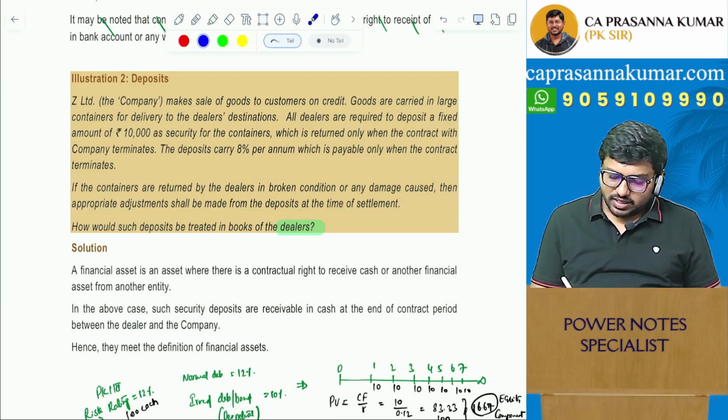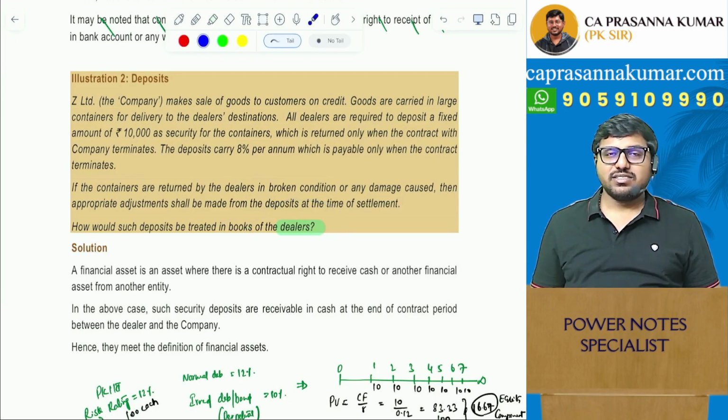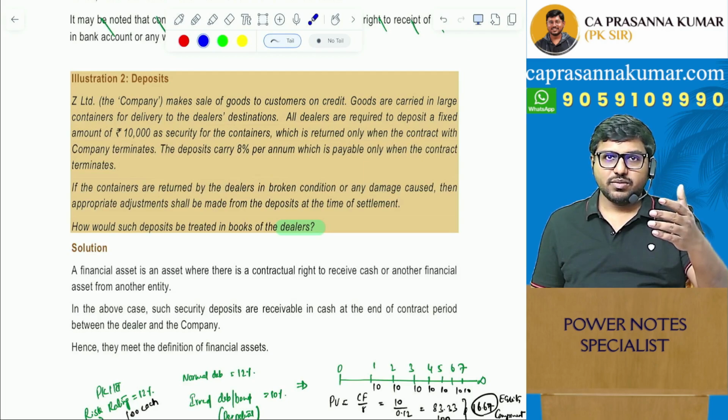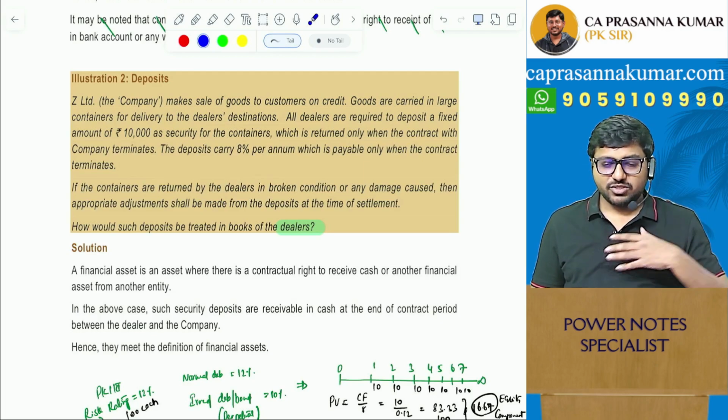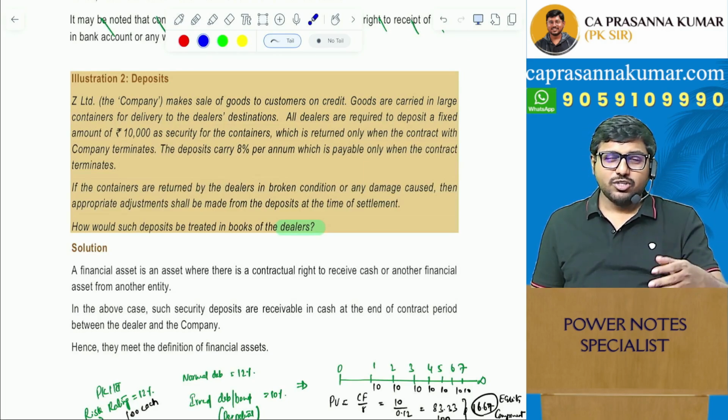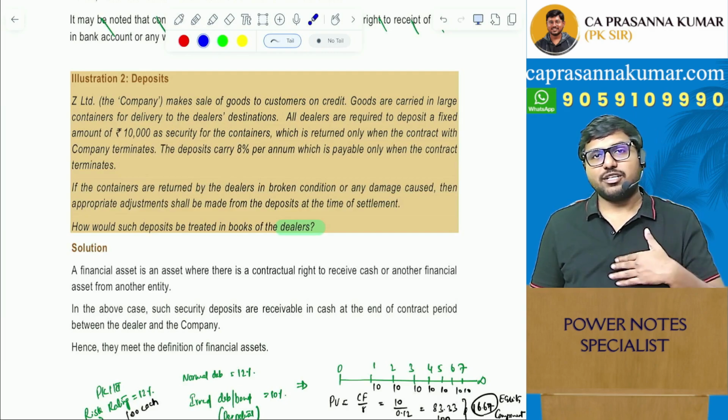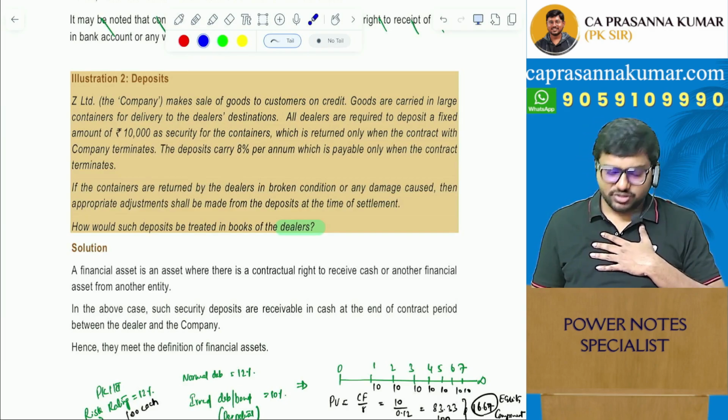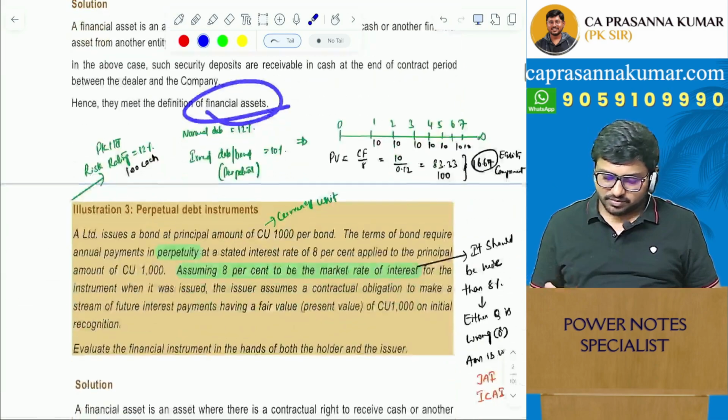So, dealer's perspective. As a dealer, you have the right to receive the security deposit back because it's your money which you have deposited, right? Which means you have a contractual right to receive cash. So from the dealer's perspective, it is a financial asset. Obviously. Are we done?